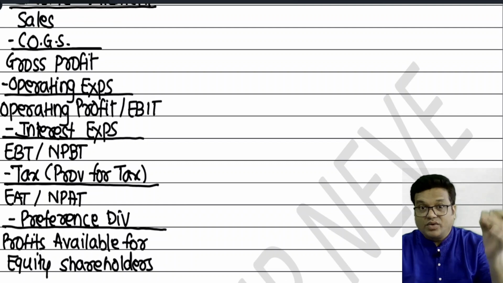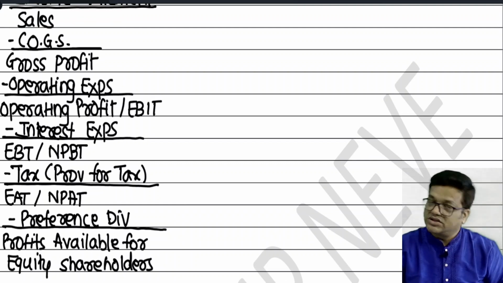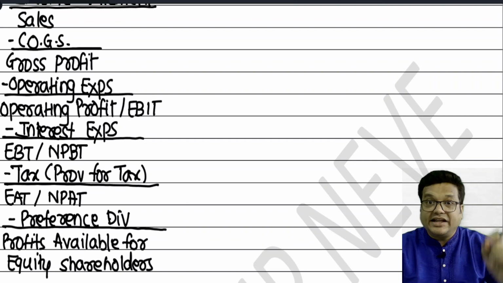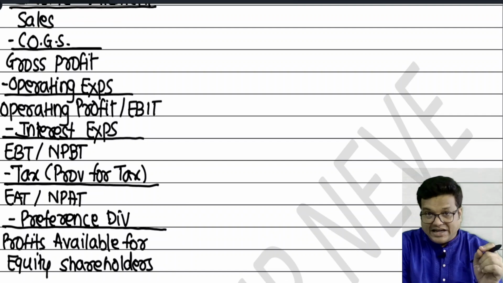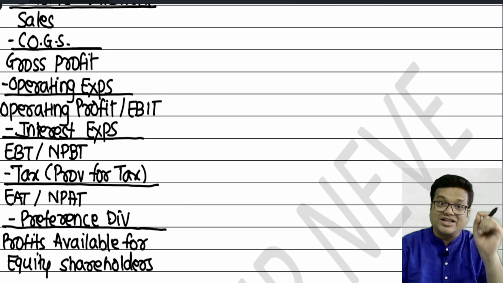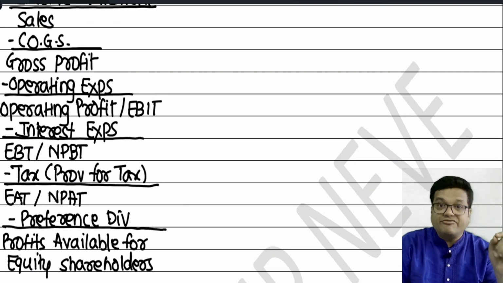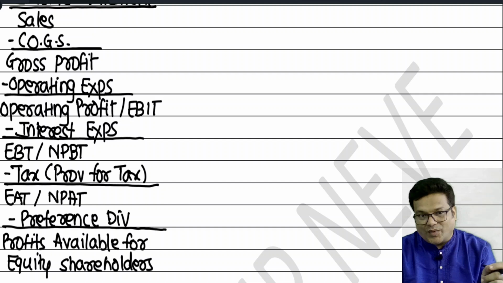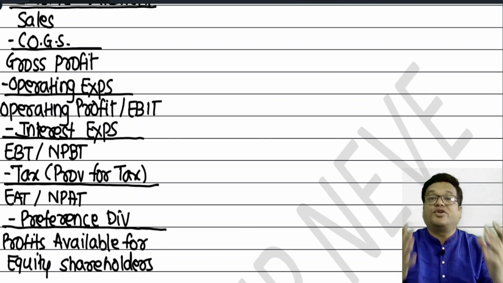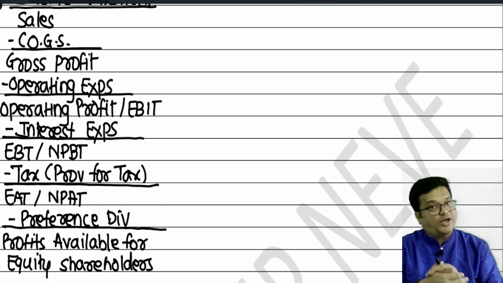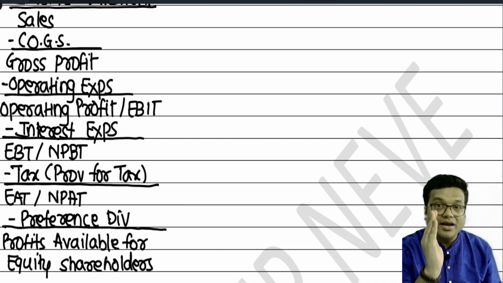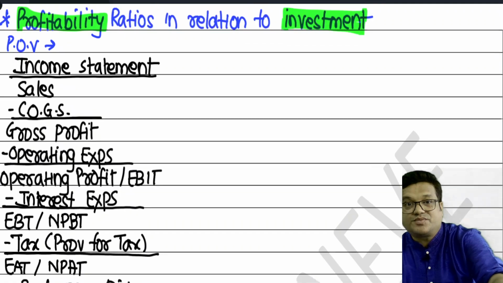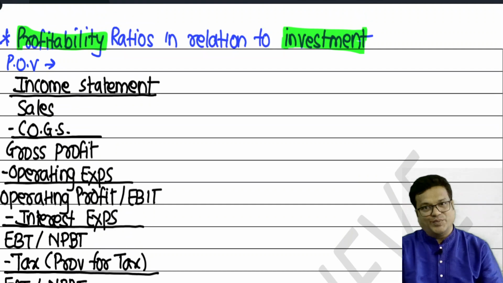So let's quickly take a review. From sales, we deduct first what? COGS. Then we are left with gross profit. From that, we deduct what? Operating expenses. Then we are left with what? EBIT. From that, we deduct what? Interest. Then we are left with what? EBT. From EBT, we deduct tax. Then we are left with EAT, earnings after tax, from which we deduct what? Preference dividend. So the leftover profit is profits available for equity shareholders. Now you would say, sir, why are you telling us this statement? Guys, this statement is a guiding light to understand all these profitability ratios in relation to investment.